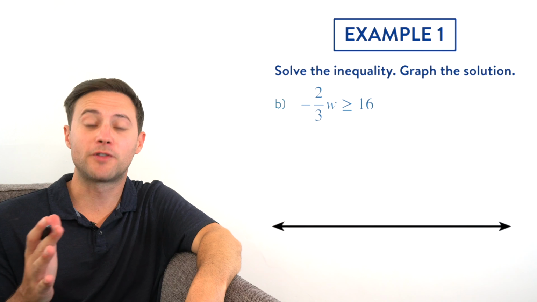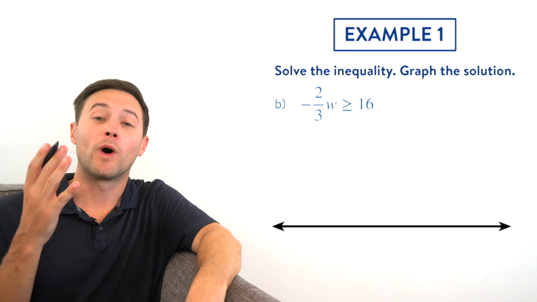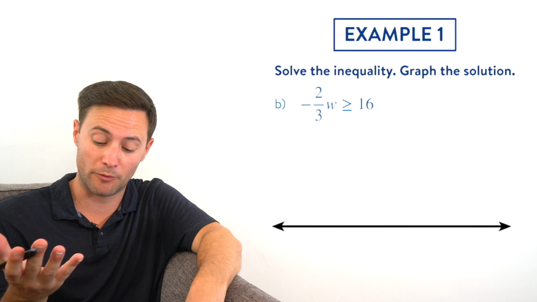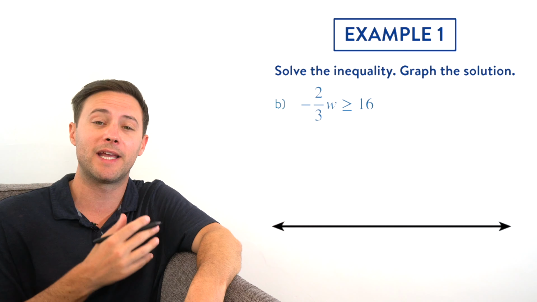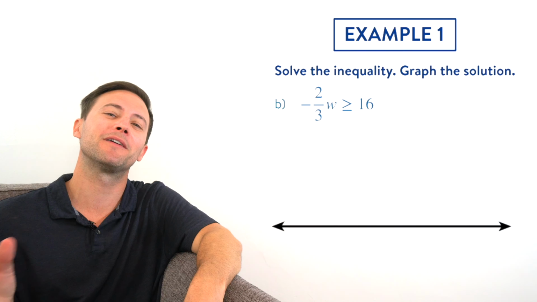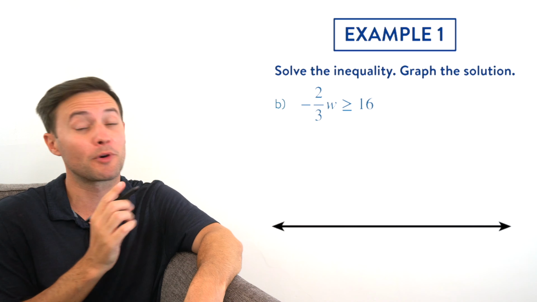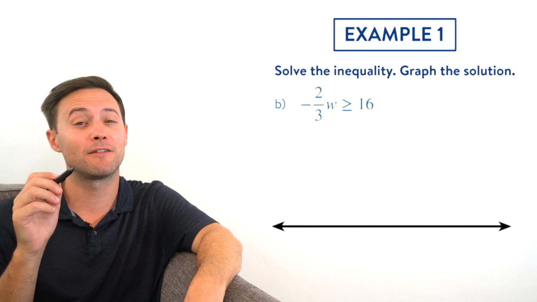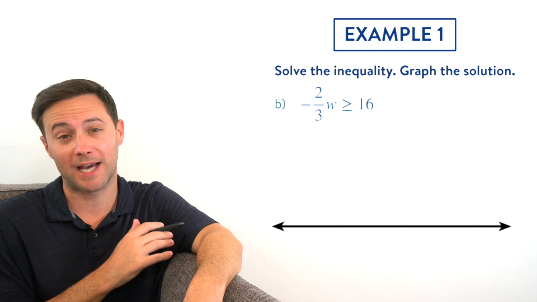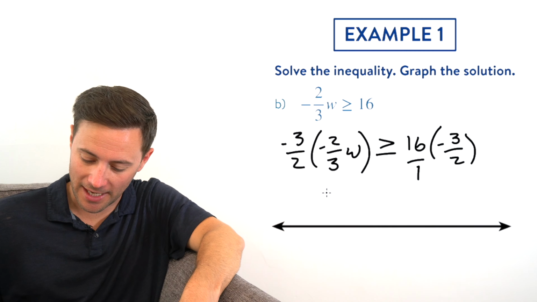Let's try B. -2/3 w is greater than or equal to 16. Well, -2/3 is being multiplied by w, so to get rid of that, we would do dividing by -2/3. But anytime you divide by a fraction, remember it's the exact same thing as multiplying by its reciprocal. So the reciprocal of -2/3 would be -3/2. So let's multiply both sides by -3/2. So now we're left with w on the left side.